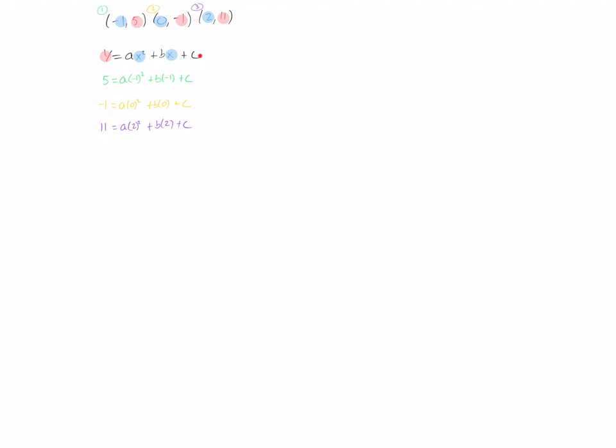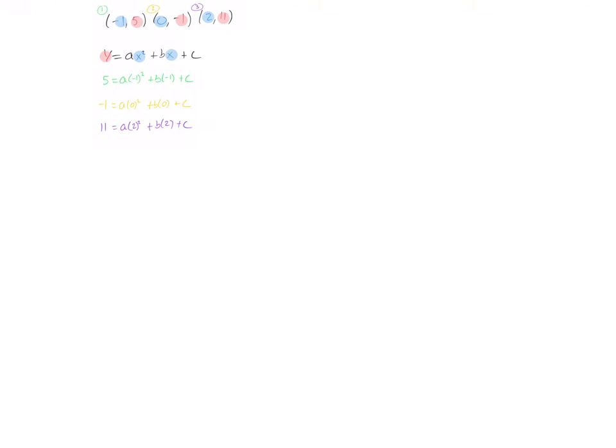So I'm going to go back to my standard form, and notice it has an A, a B, and a C. And because it has an A, B, and a C, that's what we're trying to find out. That's what makes each equation unique. And so I'm going to use these 3 points to come up with 3 equations with 3 variables.